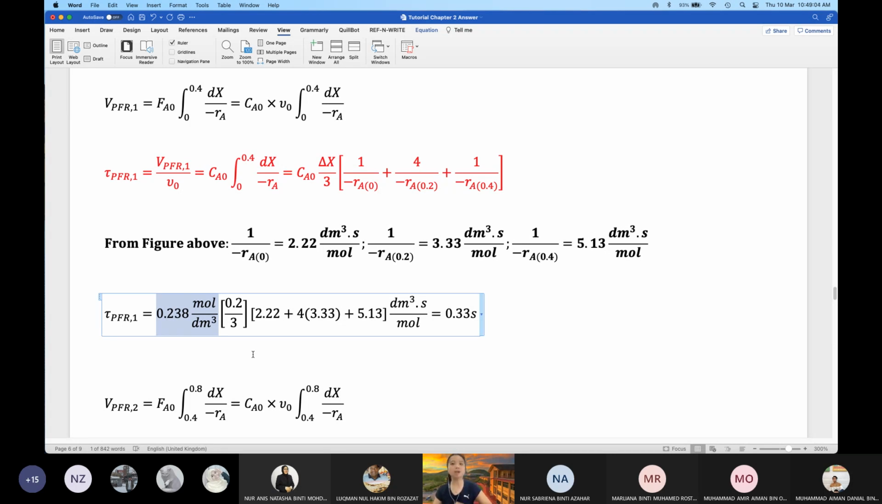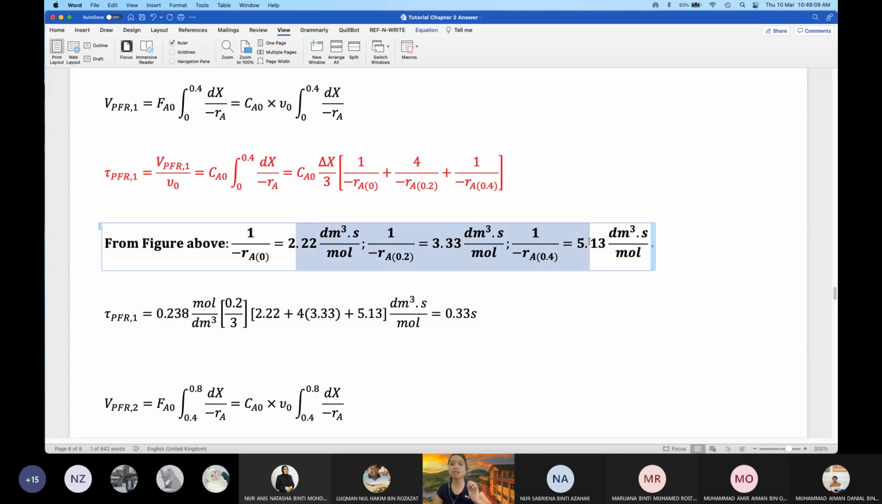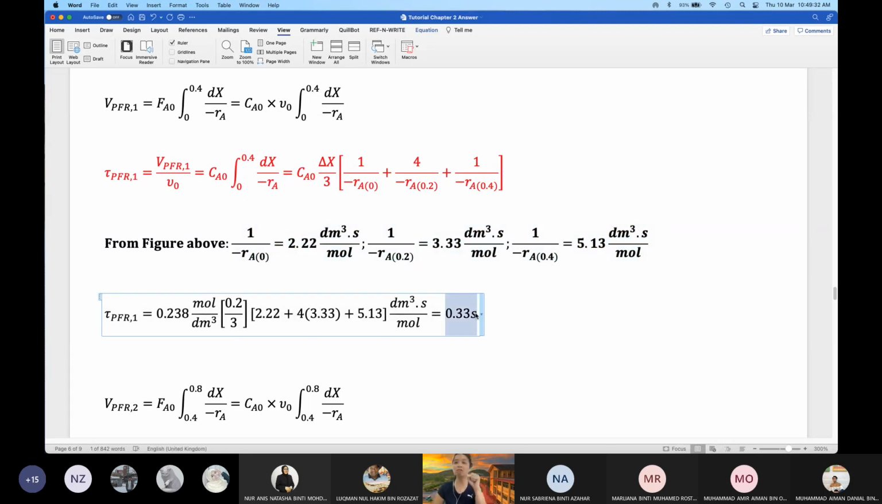So again, don't forget that you are using the plot. Using the plot, the value is something you have to take directly. You have to substitute directly. You have to multiply directly and not divide, because the plot value is 1 per minus RA. It is not minus RA, it is 1 per minus RA. You multiply this value directly. So if you do it correctly, you get the space time as 0.33 second. In your first reactor, the space time is 0.33 second. So that's for the first reactor.